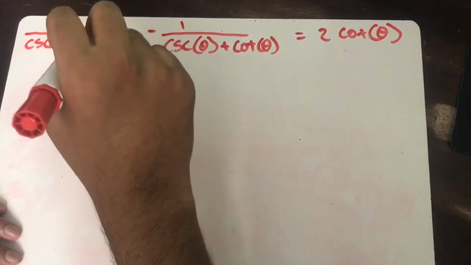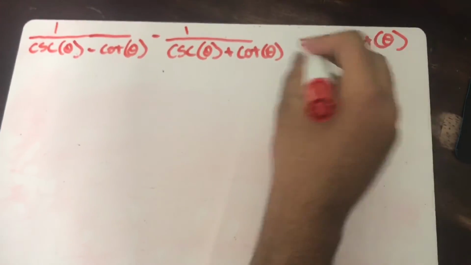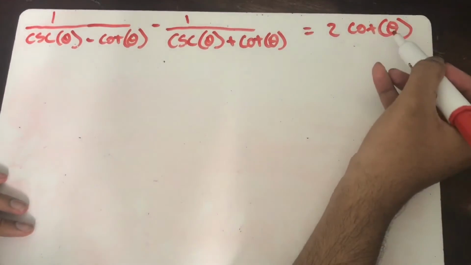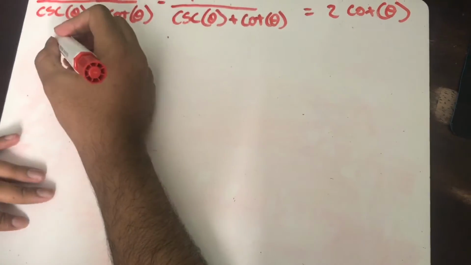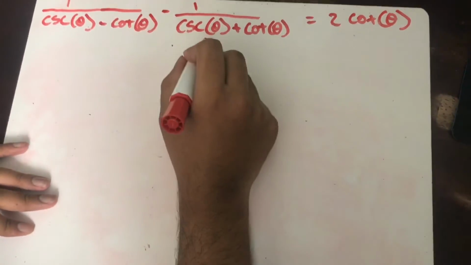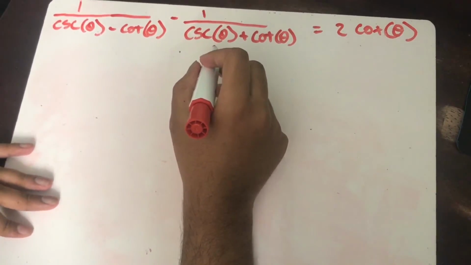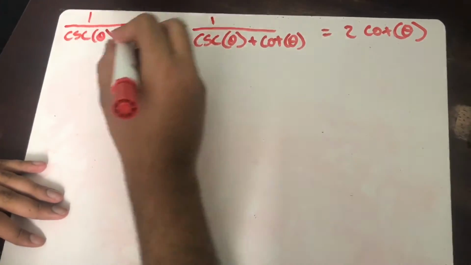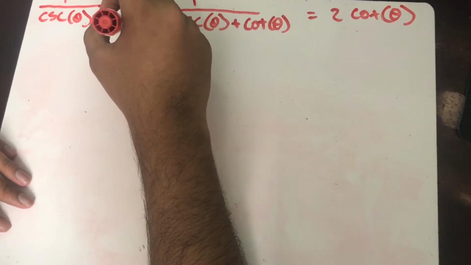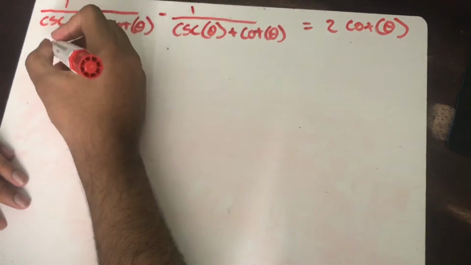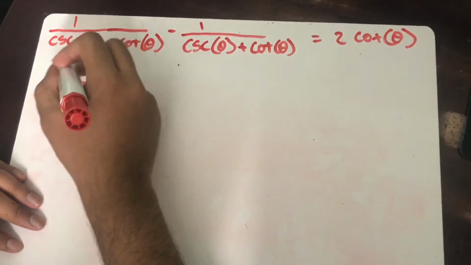Okay, now we're supposed to do proofs for this. We're going to prove this is equal to 2 cotangent of theta. So let's get started. Okay, so first I'm going to turn both of the cosecant of theta to 1 over sine of theta. And then we're going to turn cotangent to cosine over sine of theta. So let me use that really quick.